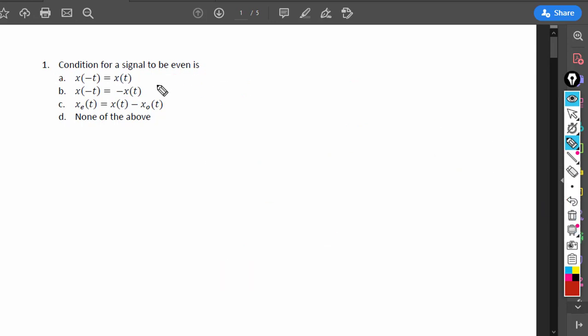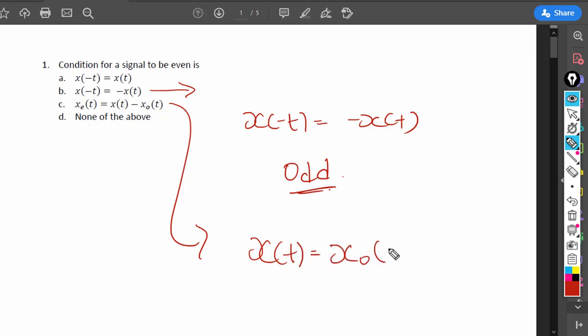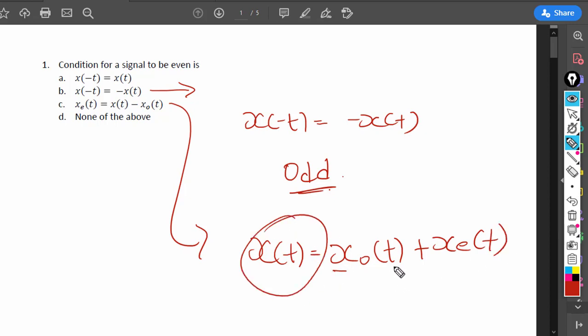But still, we shall look at the other conditions also. This, x of minus t is equal to minus x of t, is the condition for odd, which we will look at in the next question. And as for this condition, any arbitrary signal x of t can be decomposed into a sum of odd component and even component.